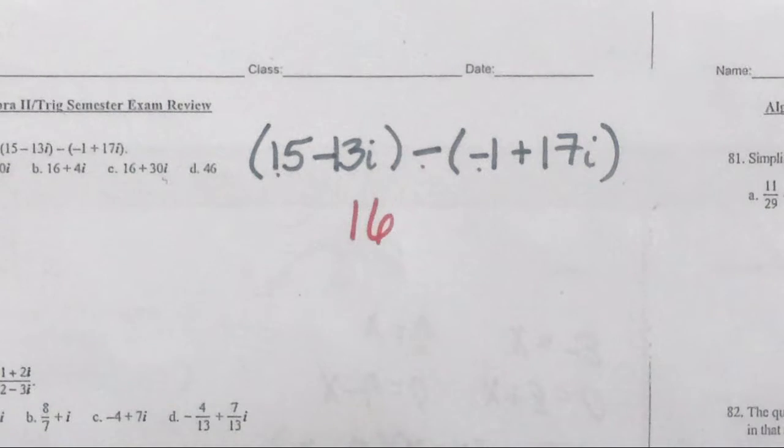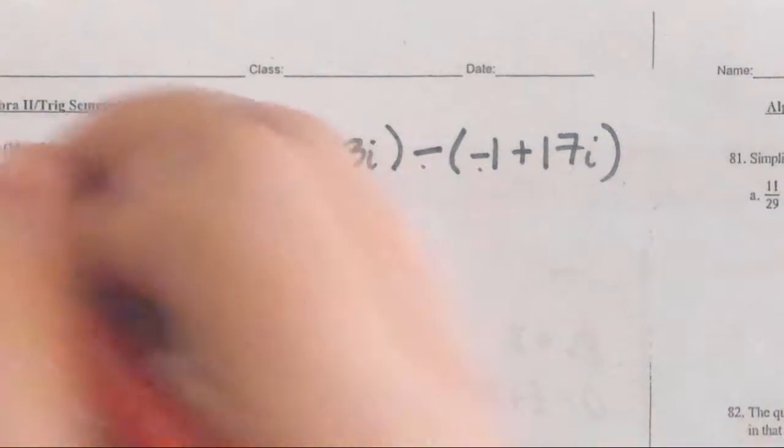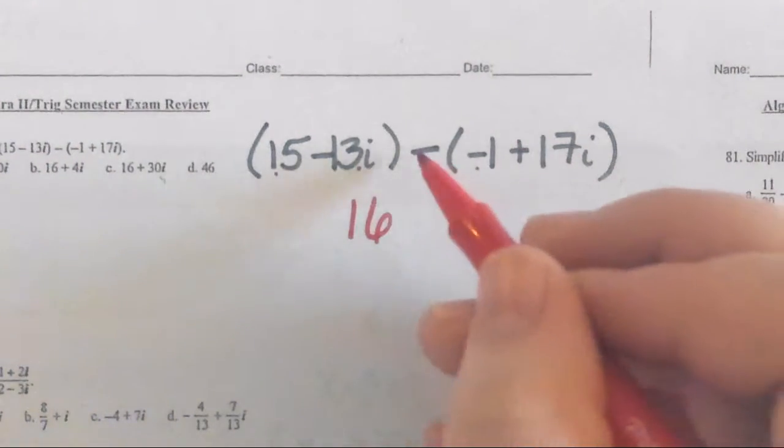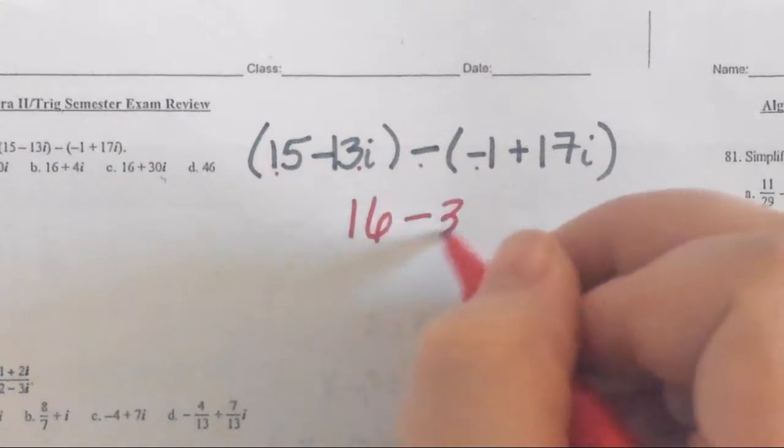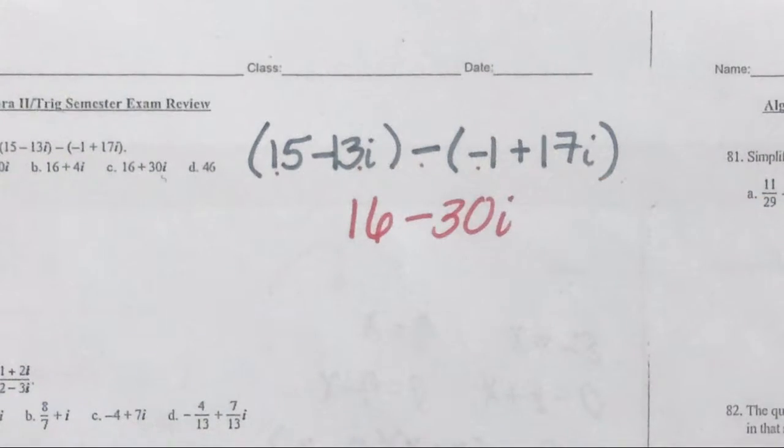Is it A? You can have a point. And then negative 13 minus 17 is going to be a negative 30i. So he is correct. It is going to end up being A.